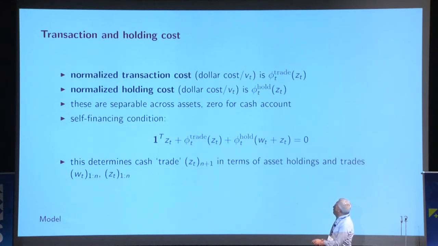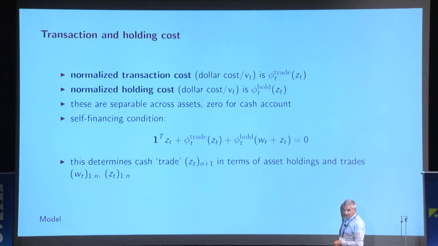So the transaction cost we're gonna denote it this way. So this is gonna be at time t. There'll be a trading cost, and it'll be a function of the trades. I mean, of course, right? The normalized holding cost is going to be this. So this is something that should be W there, okay? So that's a mistake. So okay, so this one is a function of the trades. Other is a function of the positions of what you're actually holding, right? We'll make an assumption. These are separable across the assets, and they're zero for the cash account. Okay, so there's no transaction cost going into cash or out.